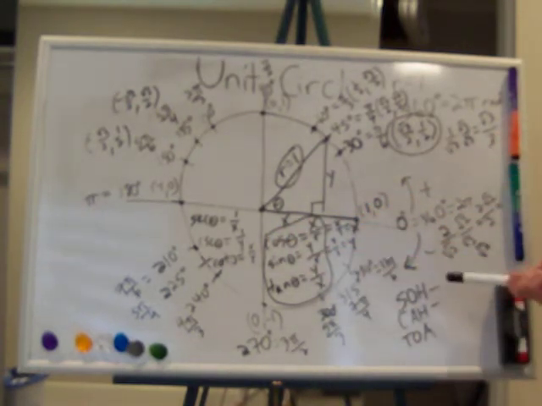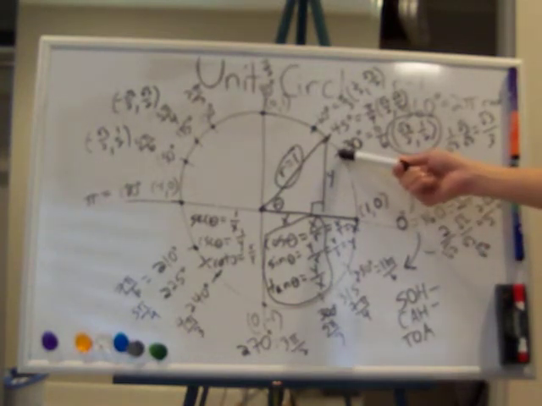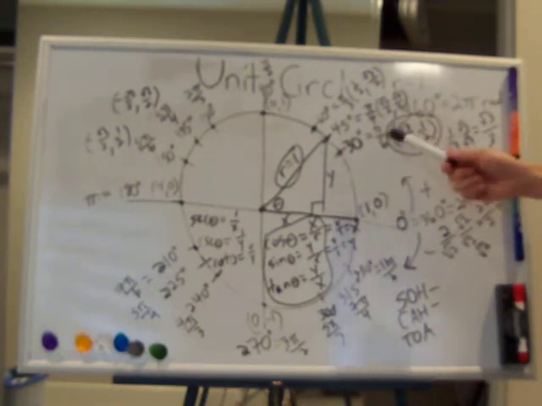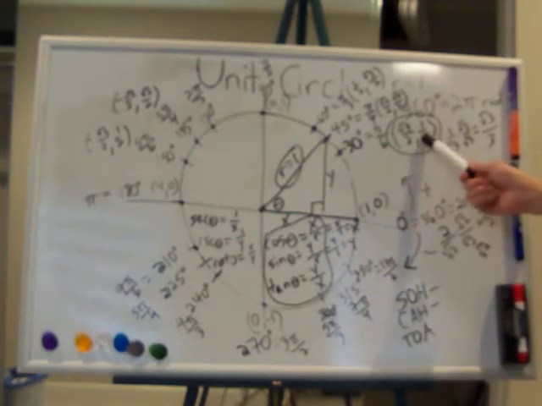So let's do some harder ones. Cosecant of pi over 6. What's the y value? Y value is 1/2. What's the reciprocal of 1/2? 2. Therefore, cosecant of pi over 6 is going to be equal to 2, right? It's pretty simple. But again, you could use this rule if you want.